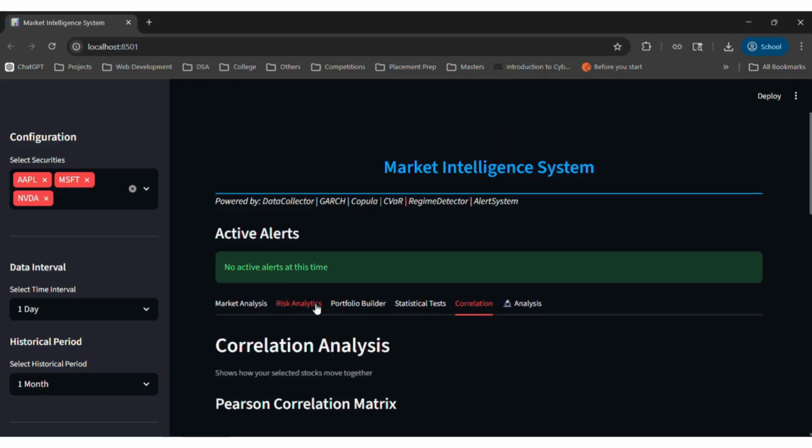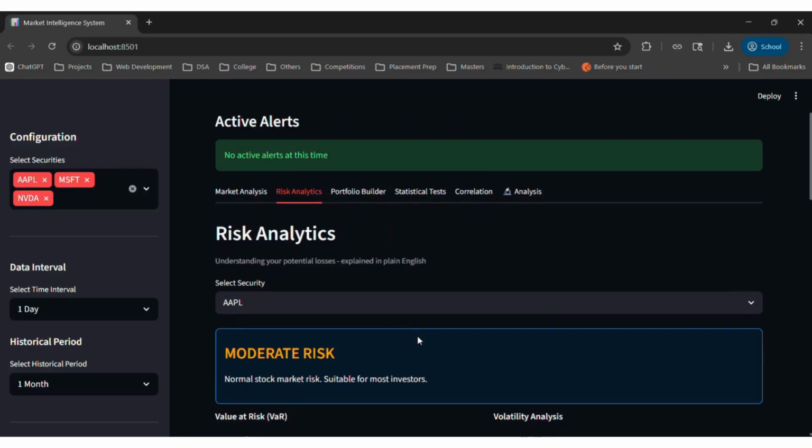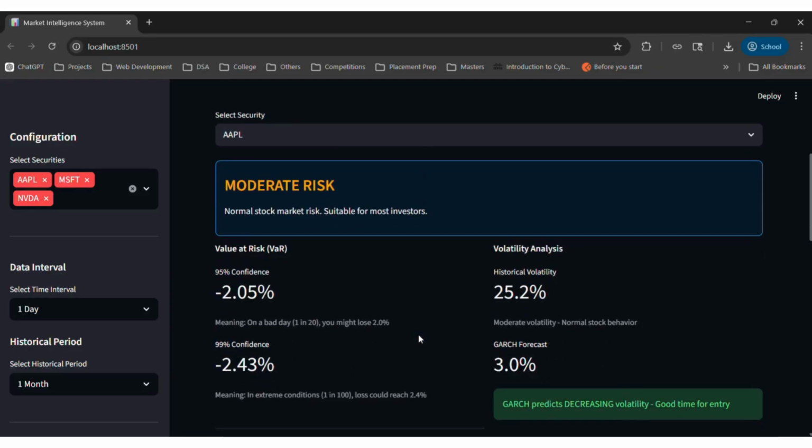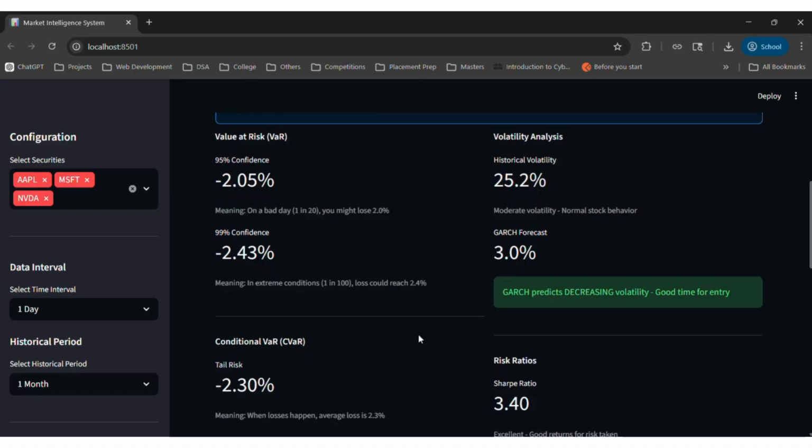Next, we perform a risk analysis of the portfolio. This includes volatility analysis, overall market uncertainty, value at risk, expected worst case loss, conditional value at risk, extreme loss beyond value at risk, Sharpe ratio, return per unit risk, maximum drawdown, worst historical loss.